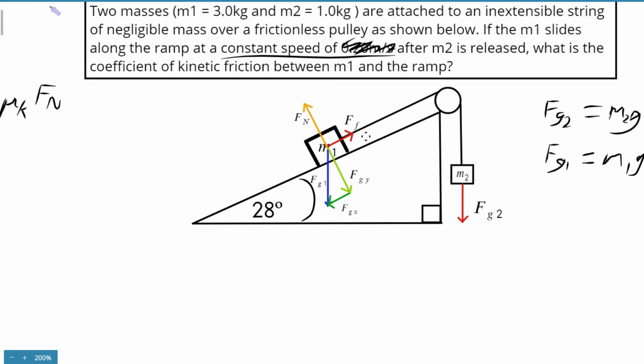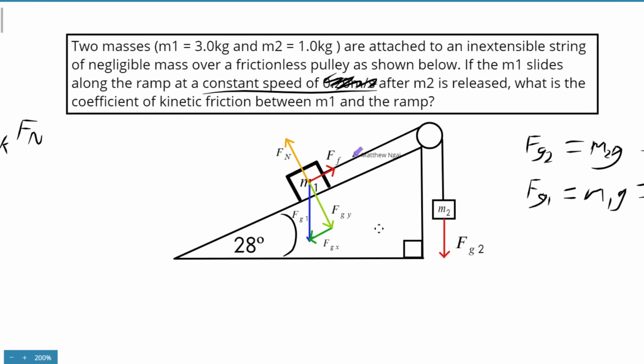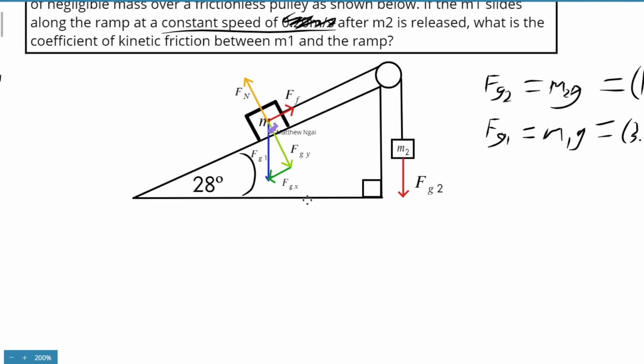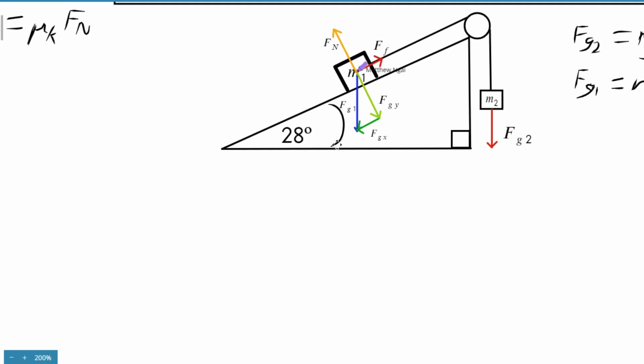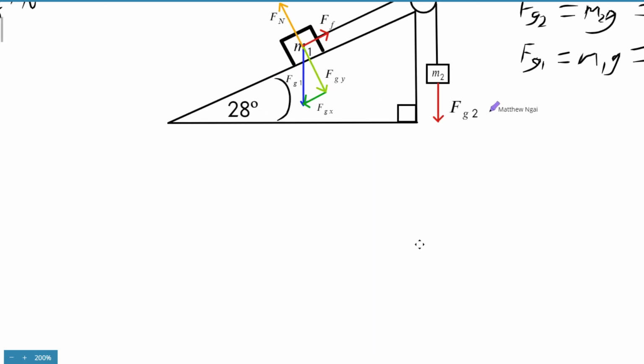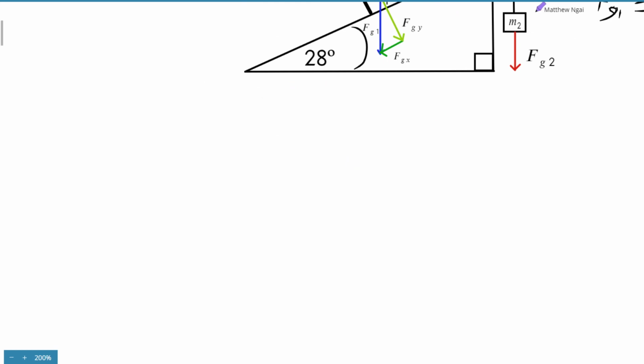For some reason Matthew didn't put that vector there, but he can learn from his mistakes. Wait, what am I supposed to do? You forgot the tension? Oh, you put it down here. Okay, whatever. So imagine this arrow, it's pulling on the m1. Yeah. That's what I meant to do.